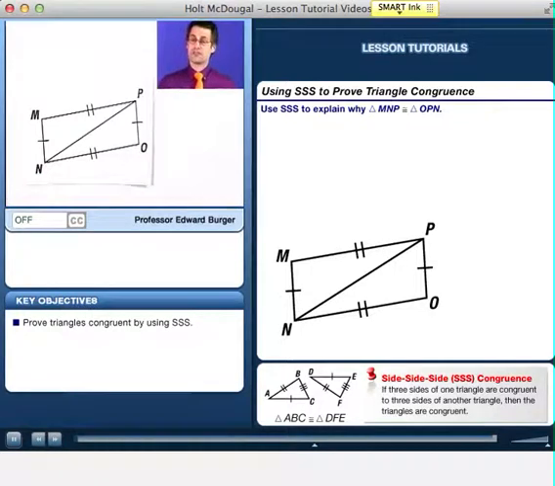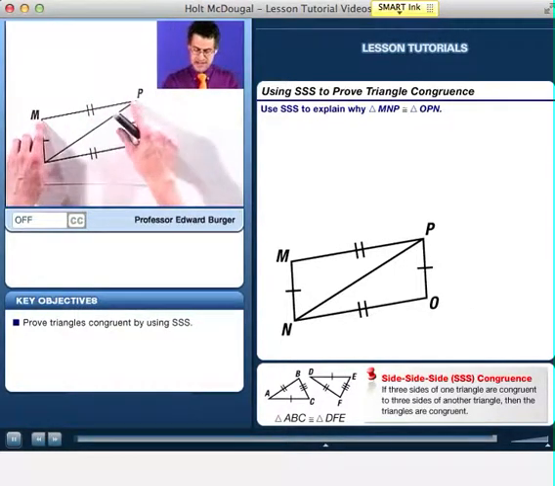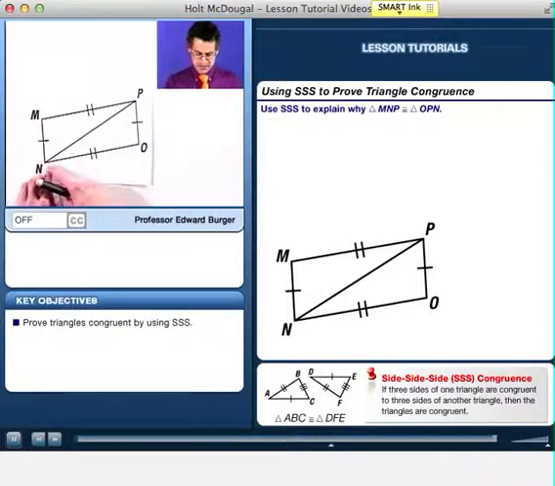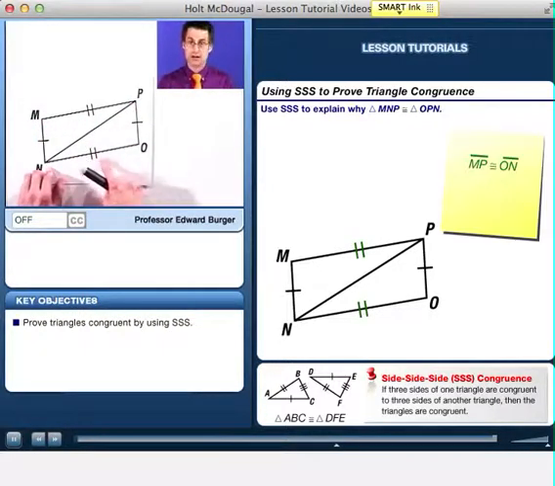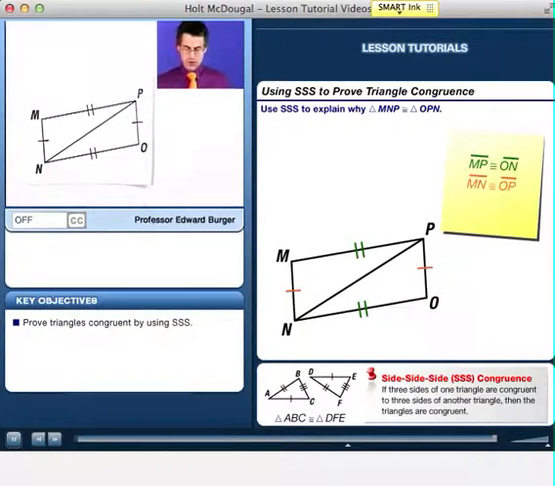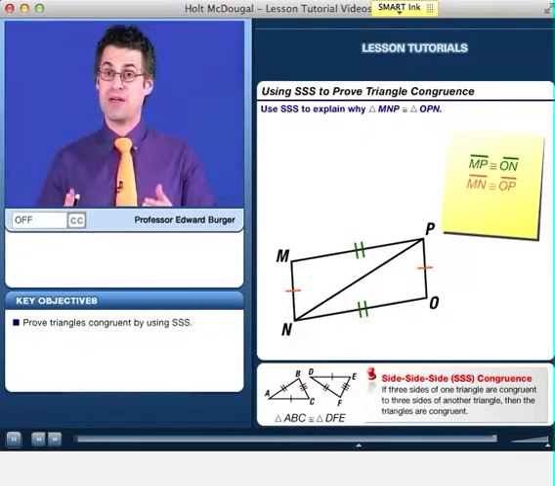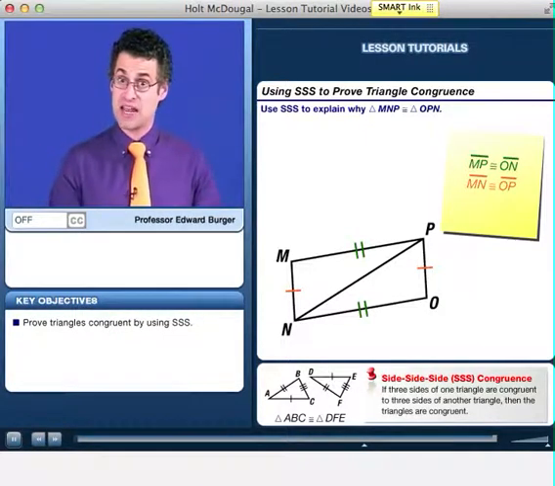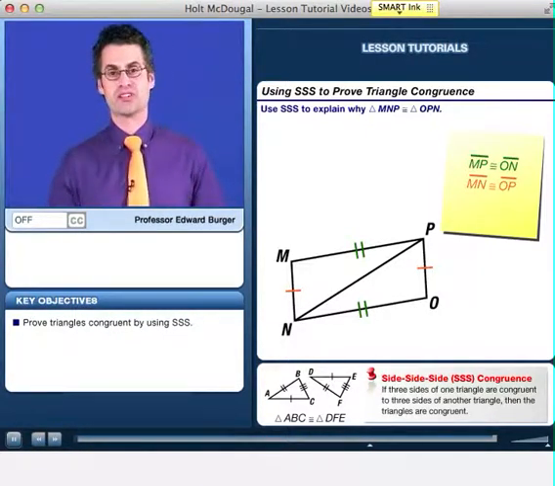Now, we're given a lot of information here. This notation means that this segment right here is congruent to this segment because there's two marks here. This segment, we can see, is congruent to this segment. So we're almost at home. We can almost say, hey, these triangles are congruent by the method of side, side, side. The problem is, what about the third side?